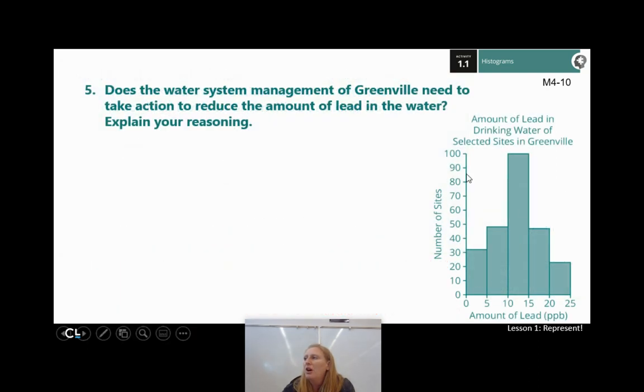So let's come back to our histogram and let's answer the big question. Does the water system management of Greenville need to take action to reduce the amount of lead in the water? Remember, we said if 10% of the sites are over 15 parts per billion, we've got to take action on it. So go ahead and hit pause, jot down your thoughts, and then hit play when you're ready to check your work.